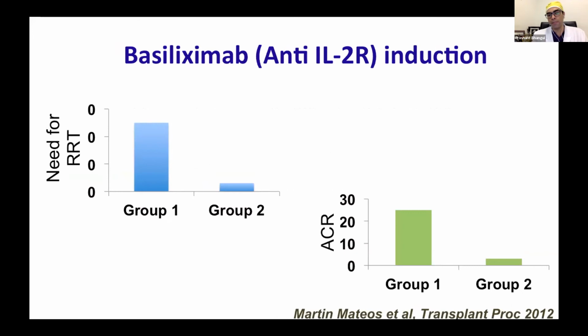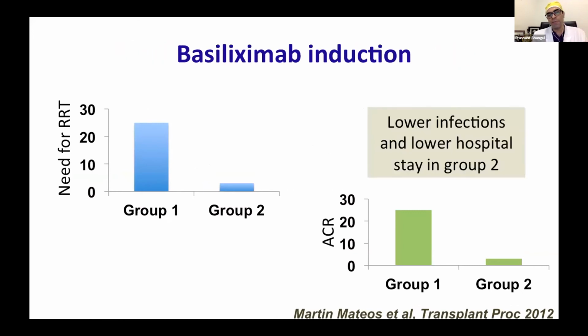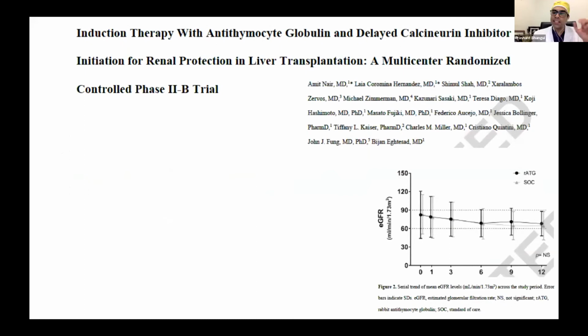Group 1 is the one with basiliximab. The ACR rates were slightly higher, but no significant difference, and lower infections and lower hospital stay in group 2. This is a paper that is actually published online. It's ahead of print. This is 2021.